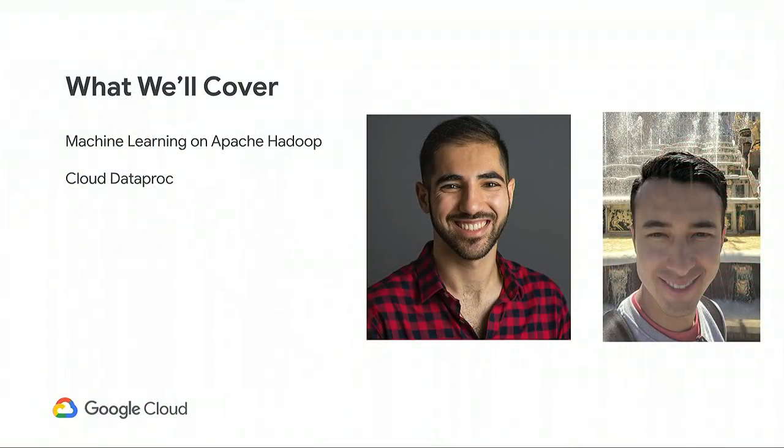So what we're going to discuss today, we will start by discussing machine learning on Apache Hadoop generally. We'll then discuss Cloud Dataproc, which is Google Cloud Platform's managed Apache Hadoop and Apache Spark service. We'll then discuss distributed machine learning, some strategies for doing that, how you can actually solve this problem currently. And then we'll show you a demo of running TensorFlow and PyTorch on Cloud Dataproc. So let's just dive right into it.